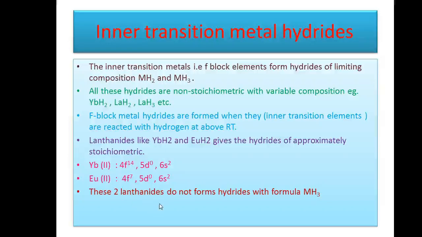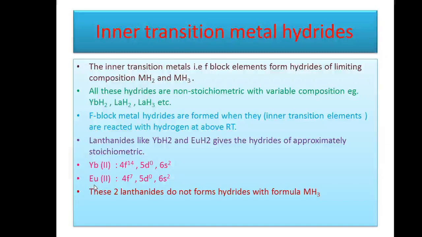These two lanthanides do not form hydrides with formula MH3. That means they do not form MH3 hydrides because after loss of one electron from the f orbital in ytterbium, the electronic configuration is 4f13. After this loss, the configuration is unstable, since 4f14 is a fully filled orbital. We know that half filled, zero filled and fully filled are stable configurations.